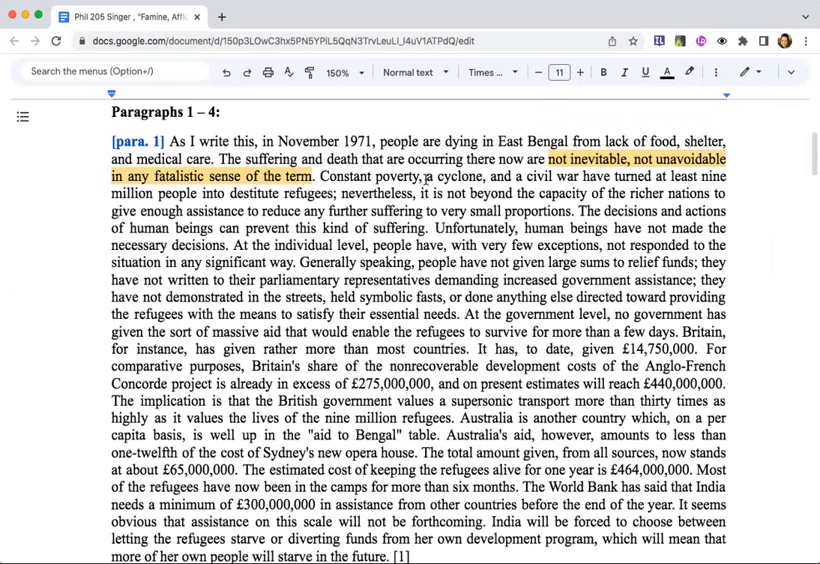Constant poverty, a cyclone, and a civil war have turned at least 9 million people into destitute refugees. Nevertheless, it's not beyond the capacity of the richer nations to give enough assistance to reduce any further suffering. The decisions and actions of human beings can prevent this kind of suffering. Unfortunately, human beings have not made the necessary decisions.